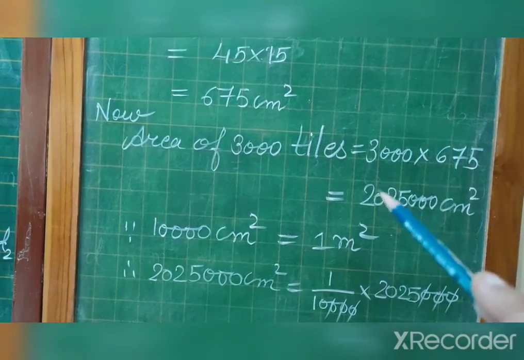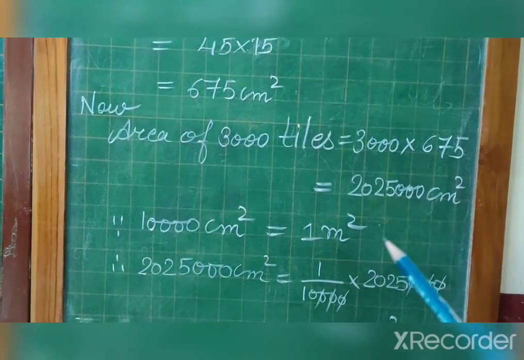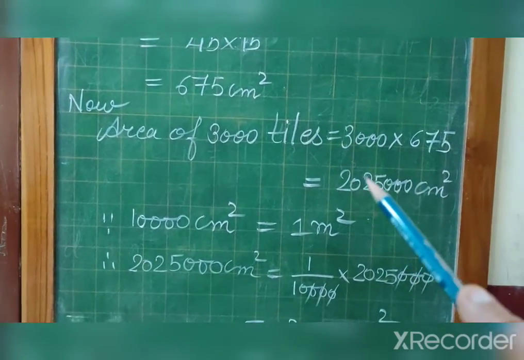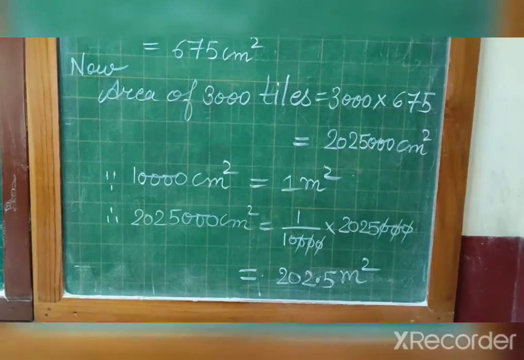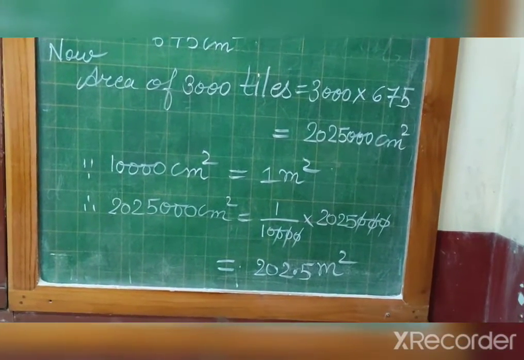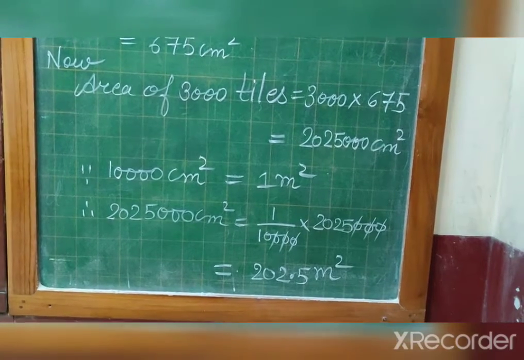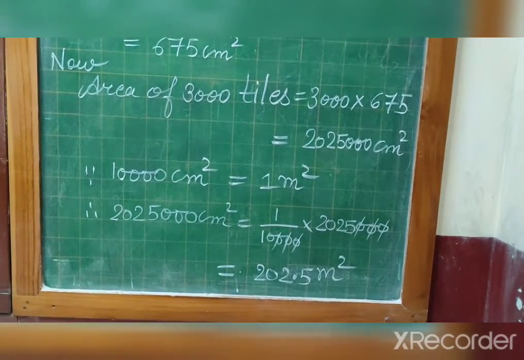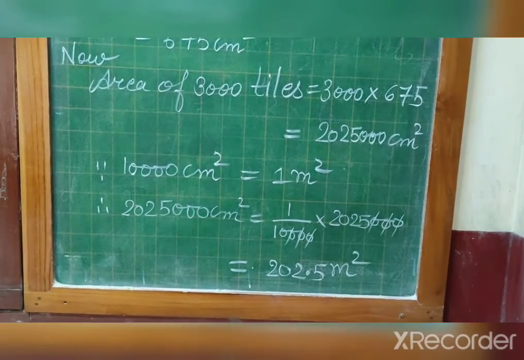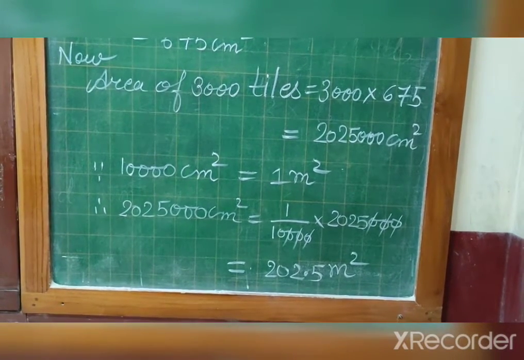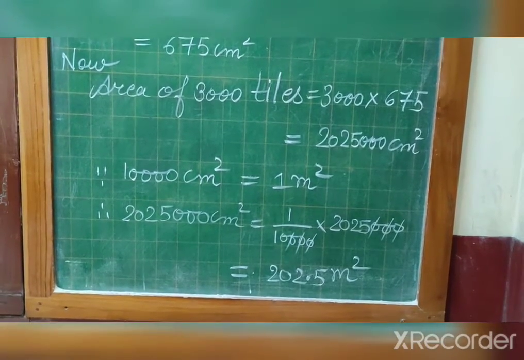Area of 3000 tiles is equal to 3000 into 675. When you multiply, area of one tile is this, area of 3000 tiles will be this. Now see here, the cost is given for 1 square meter area, and we have the area in centimeter square. So we will write 1 meter into 1 meter, 1 meter square by exponents rule, and 1 meter equals 100 centimeter. So 100 into 100, 10,000 centimeter square.